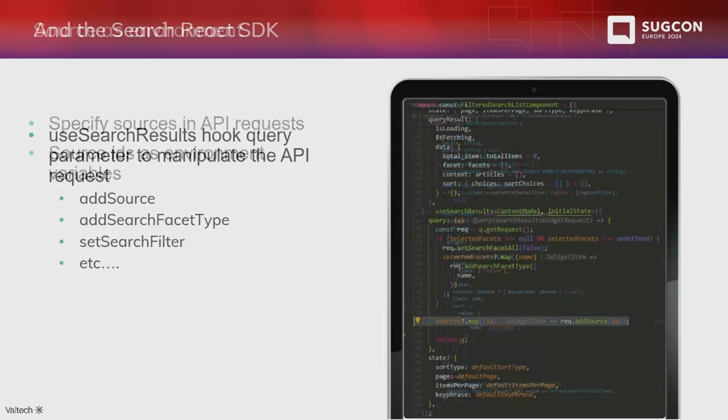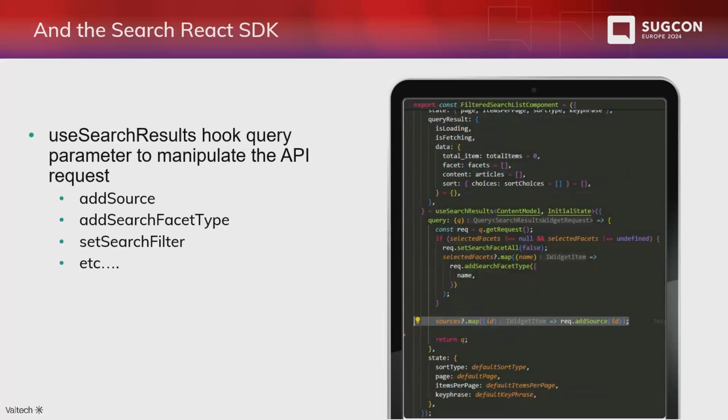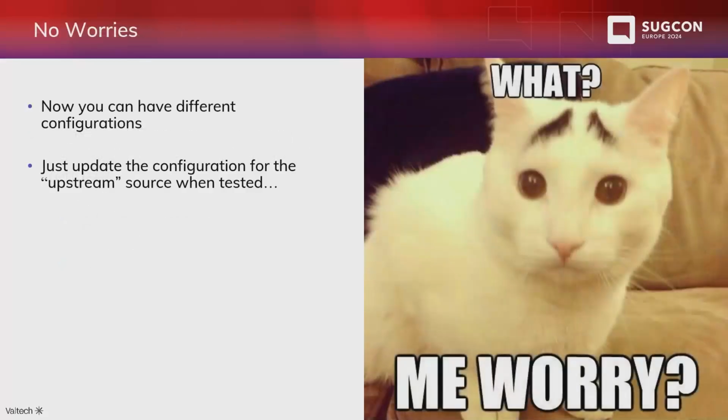So this is super good, right? In the search components, we can do the same. We can manipulate the API request. There are a lot of different ways we can do that, but the important one here is, of course, the add source, where we can say this is the source that we want to use. So again, making sure we are in the right environment. I'm happy. I have no worries now, right?